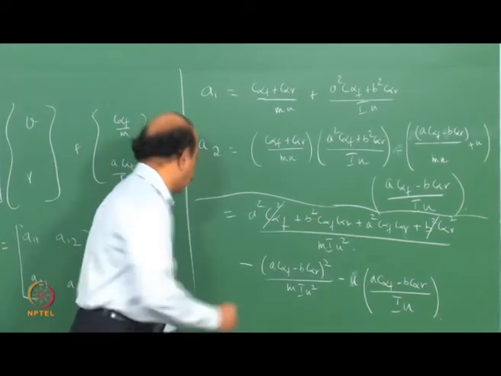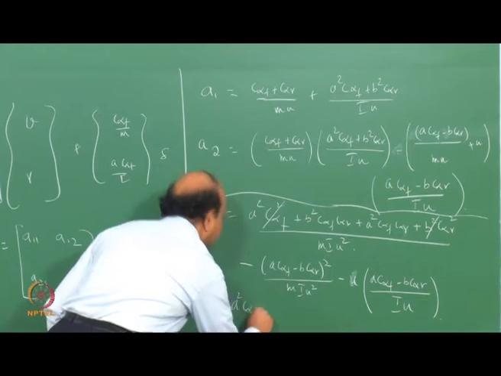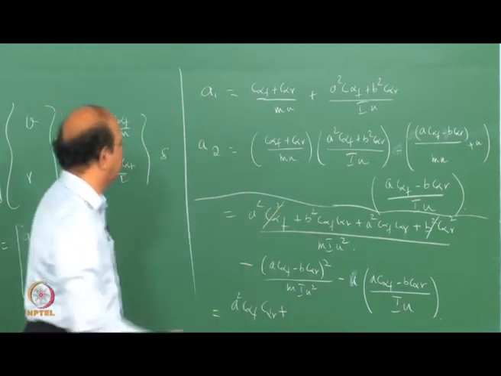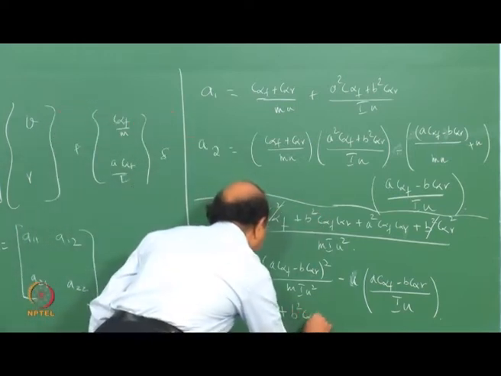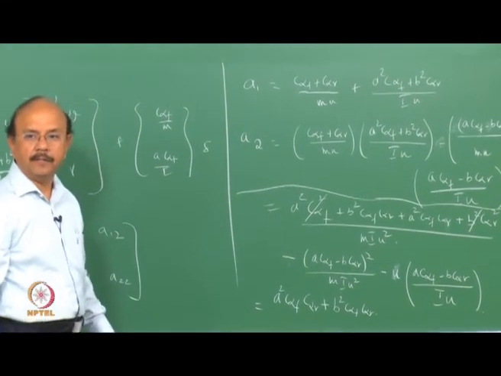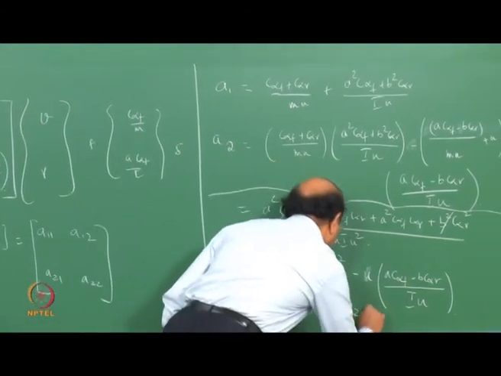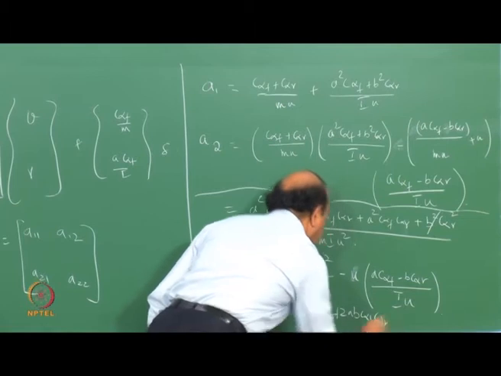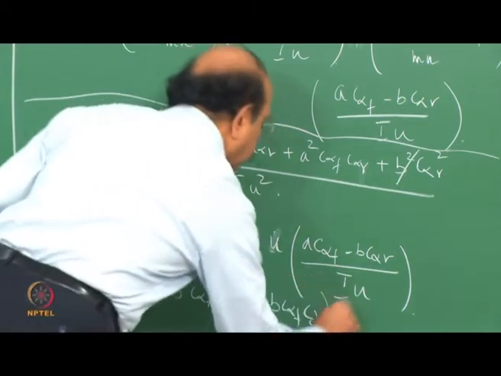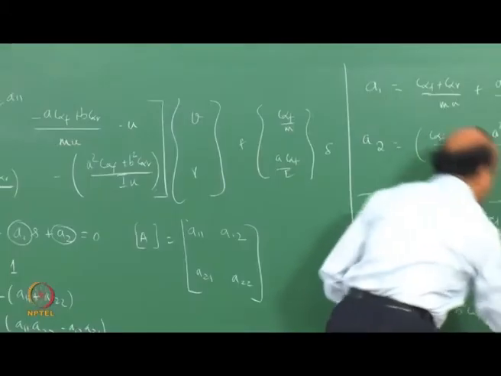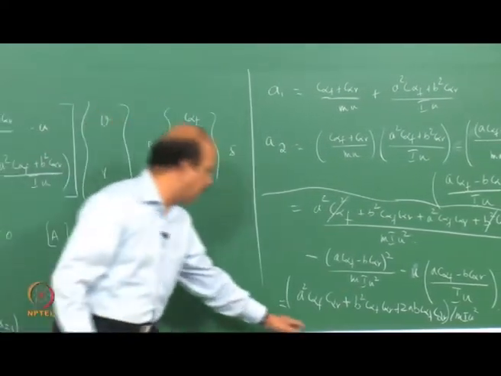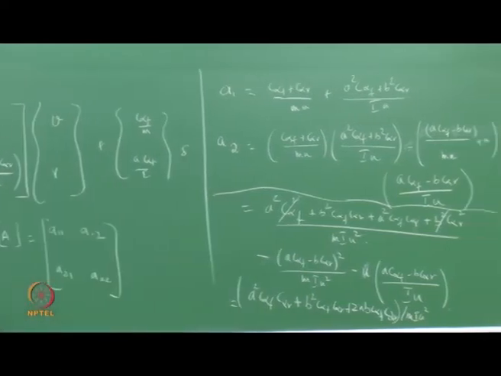And minus, this minus is there, there will be plus. So you will have A squared C alpha F C alpha R plus the second term B squared C alpha F C alpha R, and the third term comes from here, which will be plus 2AB C alpha F C alpha R, the whole thing divided by m I u squared. Okay, that's the first term. Then I have the second term. Let me rewrite that term.